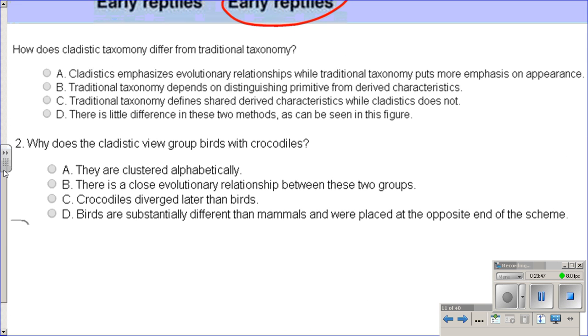Number two, why does the cladistic view group birds with crocodiles? They are clustered alphabetically. There's a close evolutionary relationship between the two groups. Crocodiles diverged later than birds. Birds are substantially different than mammals and were placed at the opposite end of the scheme. Right, B, because you're talking about evolutionary relationship. So pretty much if you see evolutionary relationship, almost guarantee that's the answer. Okay, good test taking tip there.